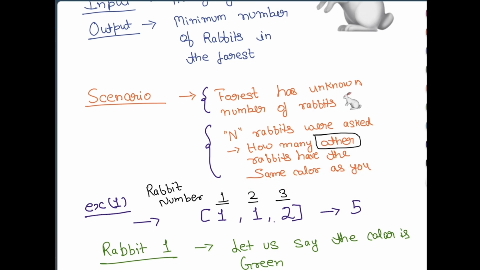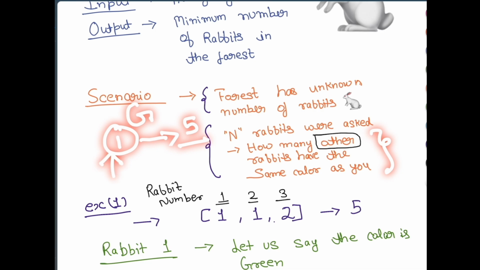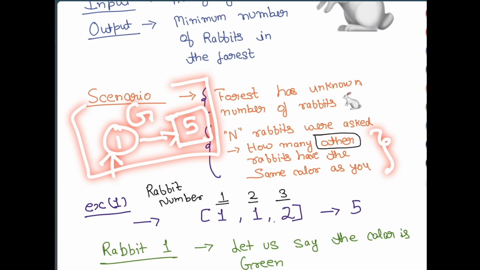For example, if there is a rabbit, rabbit number 1, who is of green color, and when this rabbit was asked the question that how many other rabbits have the same color as you, this guy told that 5. It means apart from this rabbit, there are 5 more rabbits which are of green color. So now you tell me, how many minimum number of rabbits do you think are there in the forest?